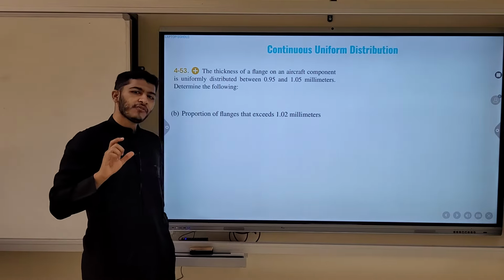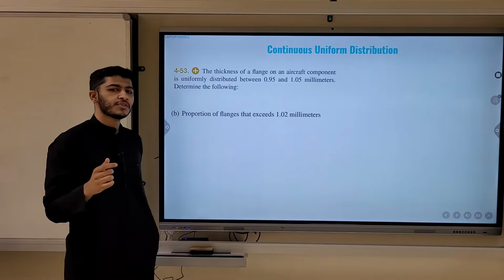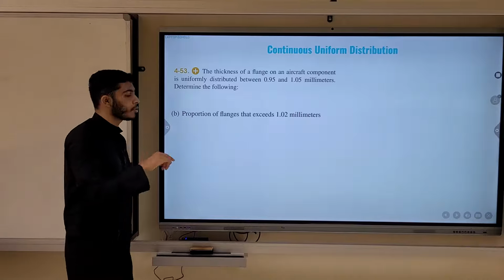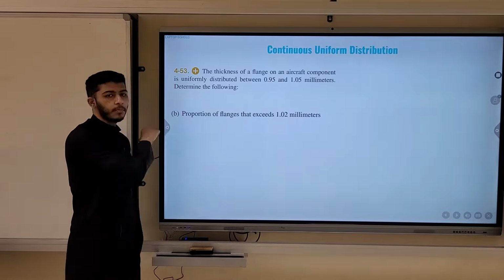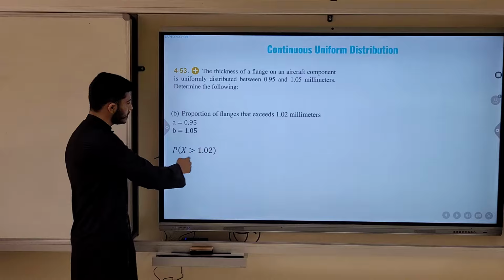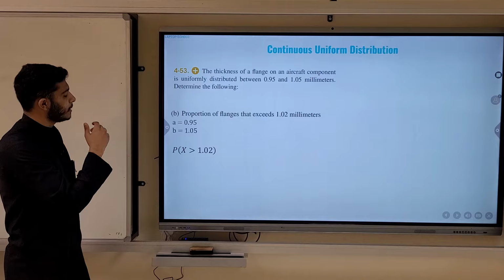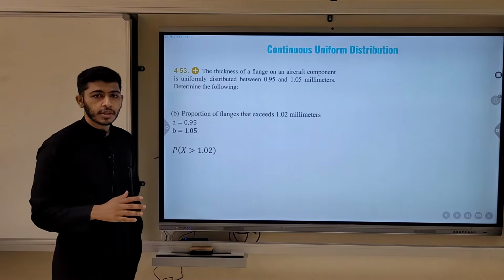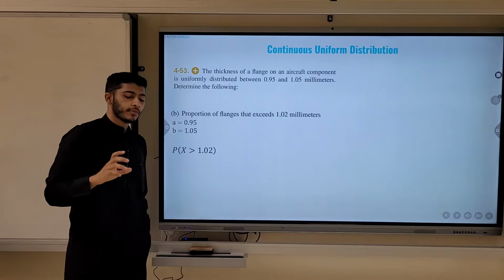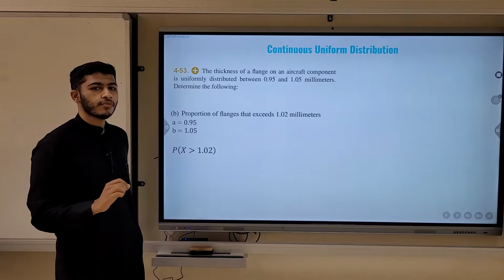So it wants the fraction of these flanges that has a thickness that exceeds 1.02 millimeters. So the expression we need to solve for is the probability of x greater than, well, exceeds 1.02. This is A, this is B, and this is the expression we need to solve. You can solve it using the integral. You can solve it using the cumulative function that I have just showed you. I'm going to solve it using the cumulative function.